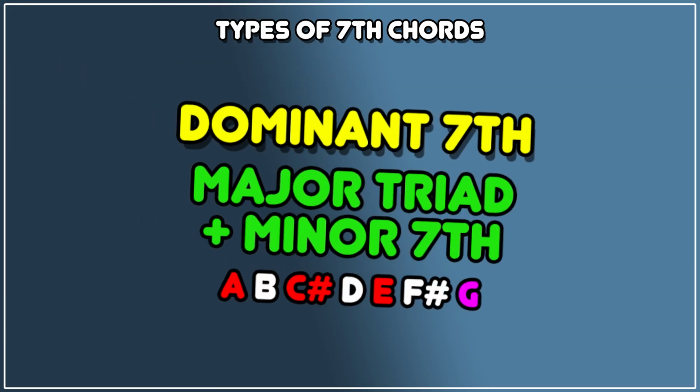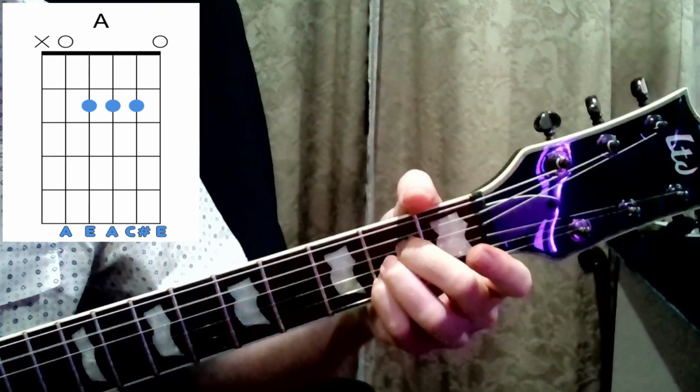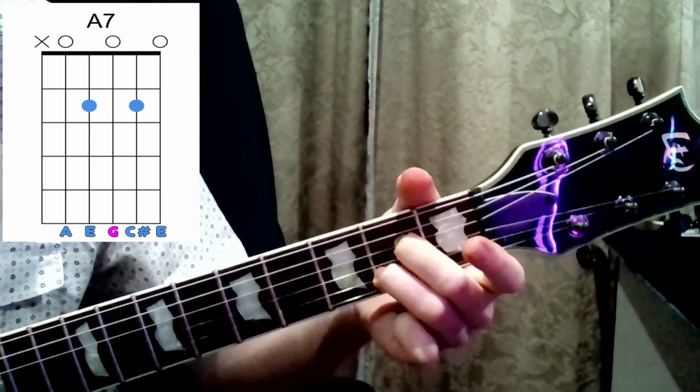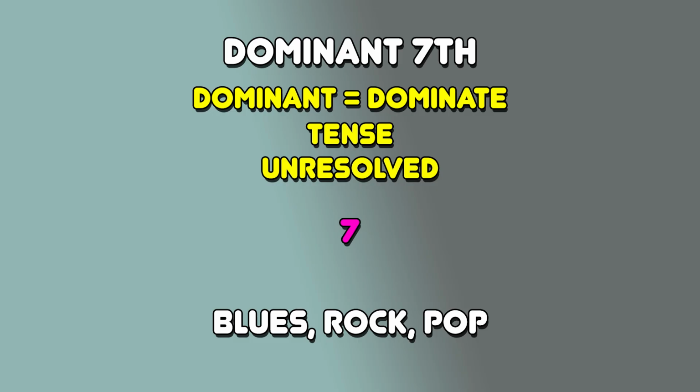If we take a major triad and add a minor 7th note, we get a dominant 7th chord. Dominant 7ths are named as such because they dominate. They're very tense and unresolved and are trying to pull us back to home. They're notated by just a 7 and are the staples for blues, rock, and tons of pop music.